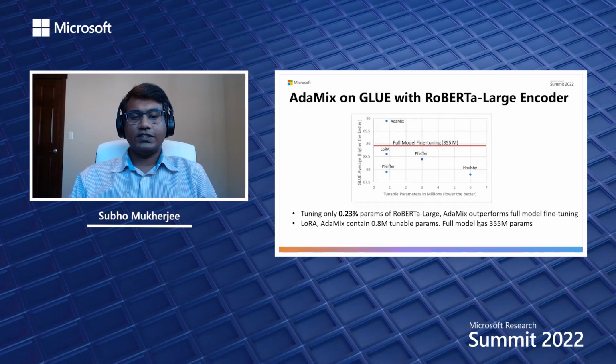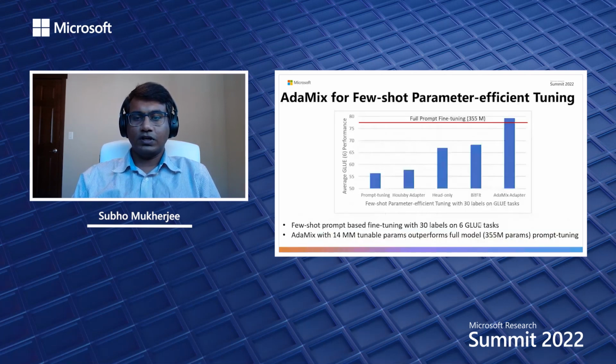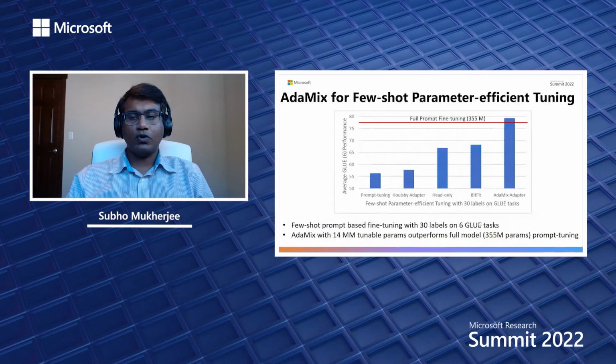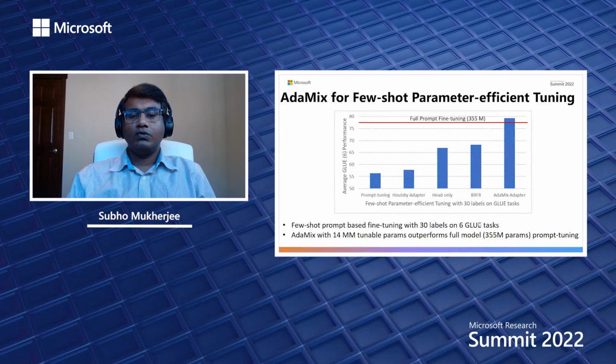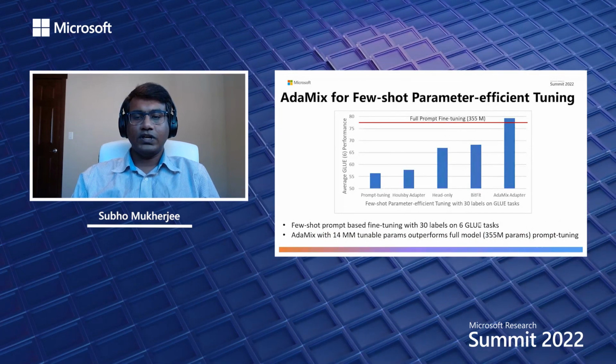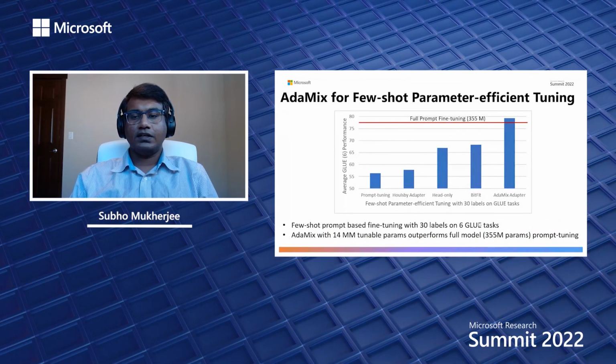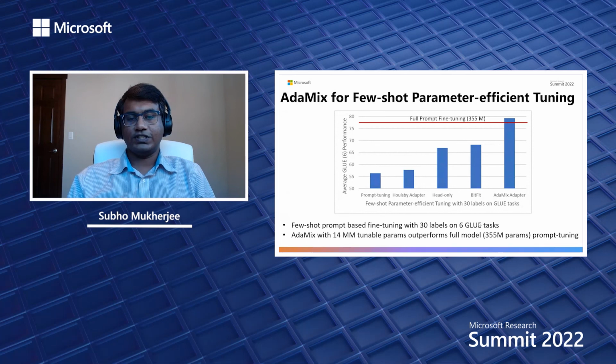Further, we show that similar results are also valid for natural language generation tasks, where we replace RoBERTa large with a GPT-2 encoder. We extend AdaMix to few-shot learning, where we replace fine-tuning with prompt-based fine-tuning, keeping the AdaMix architecture and training the same. We demonstrate that AdaMix with only 14 million tunable parameters can outperform the full model prompt tuning performance with access to only 30 training labels for each task.